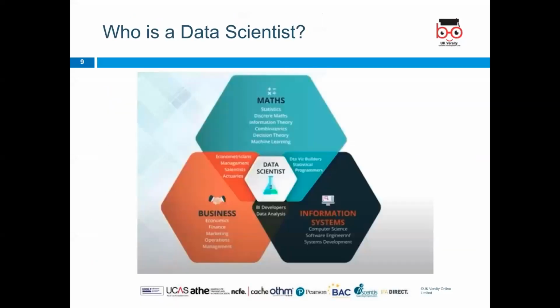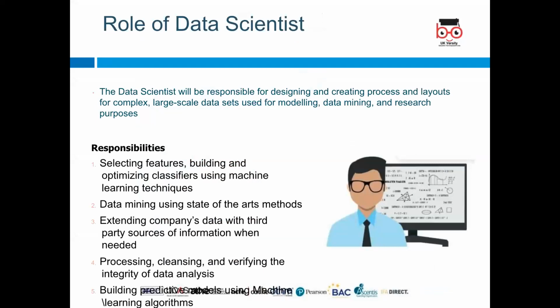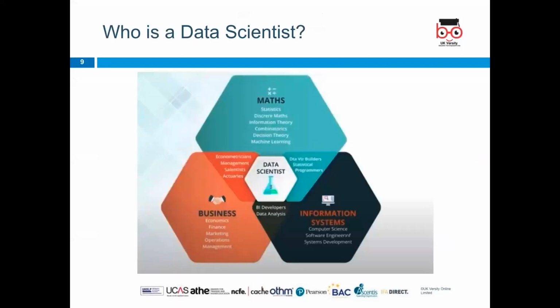So who is a data scientist? You might be wondering what a data scientist is. In my previous slides, we can see that in the whole chart, a data scientist is the person in the center of it all. This person covers topics ranging from information systems, business, and maths, and they're also developers, and obviously data analysts.